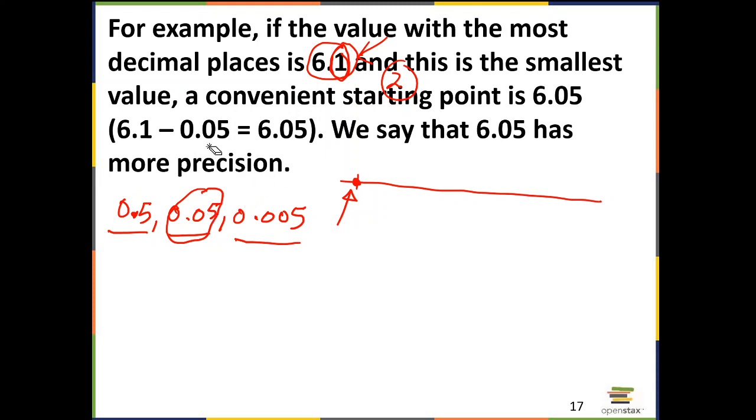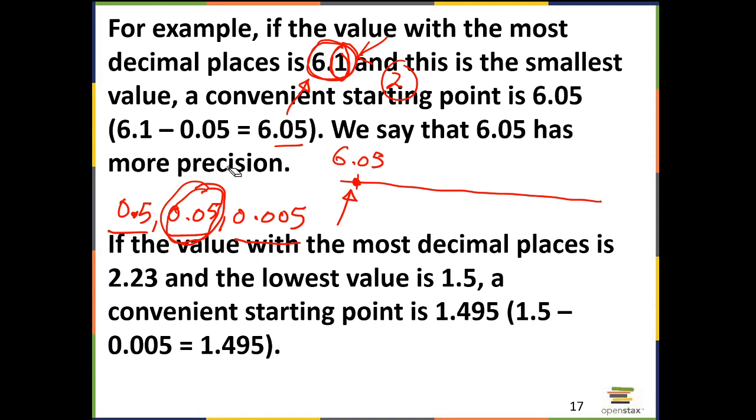So what do we get? We take the smallest value. For example, if the value with the most decimal places is that, and it's also the smallest value in this case, we're going to take 6.1 and subtract this number from it, which creates two decimal places. So we're going to start with this number. Later we'll talk about what number we're going to end with, but for now, the starting point.